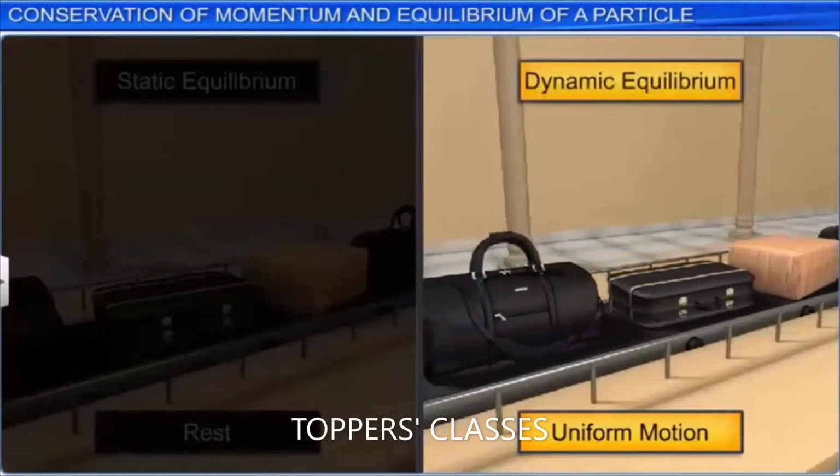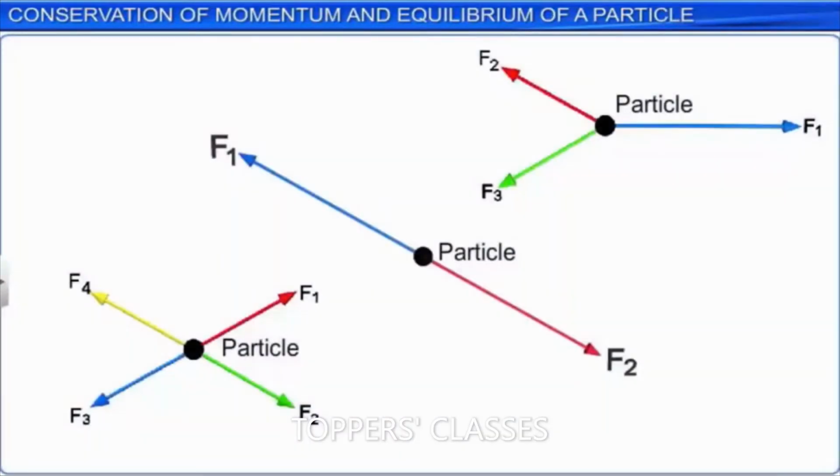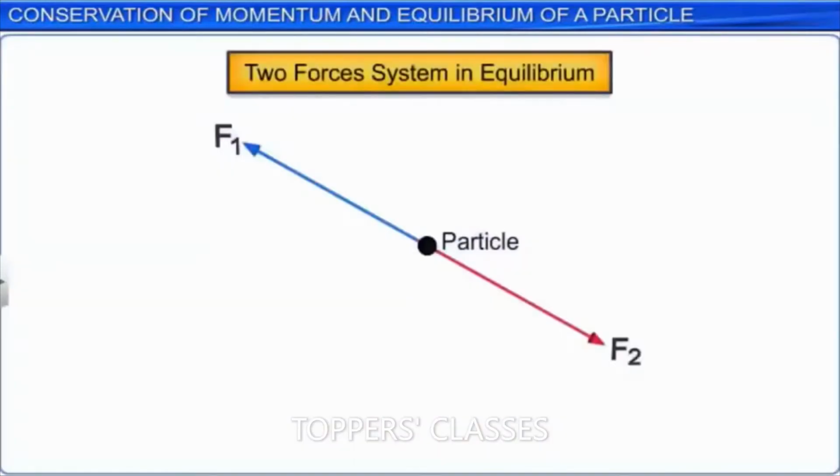Let us check out the equilibrium of a particle with multiple forces acting on it. When two forces act on a particle and keep it in equilibrium, then both forces must be equal in magnitude but opposite in direction, and the two forces must be collinear. That is, the line of action of the two forces must be the same.